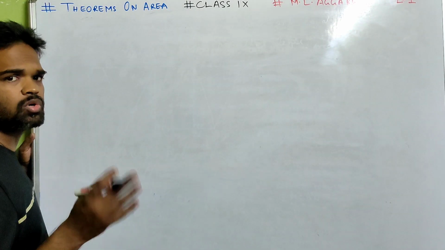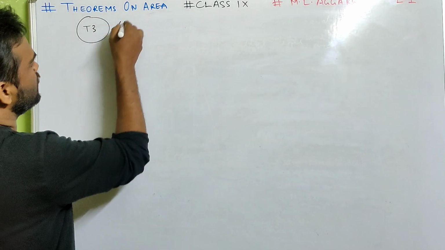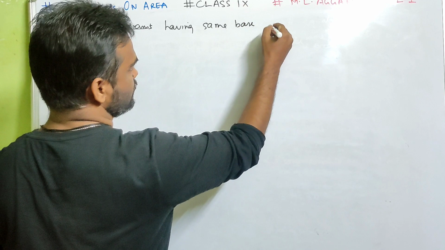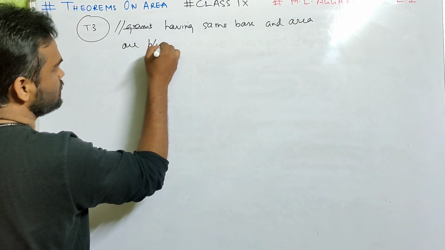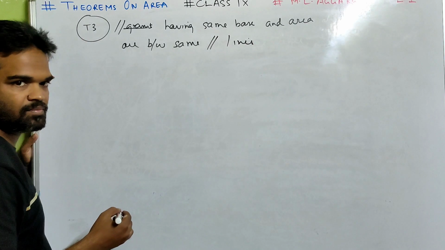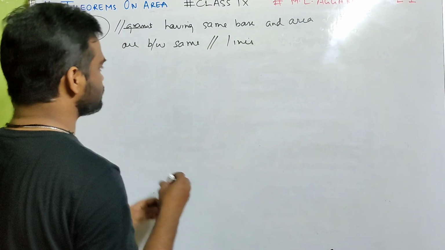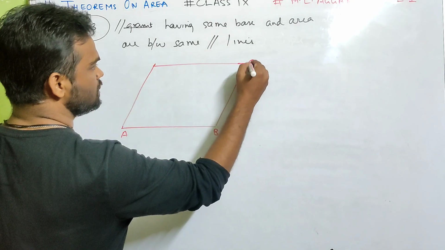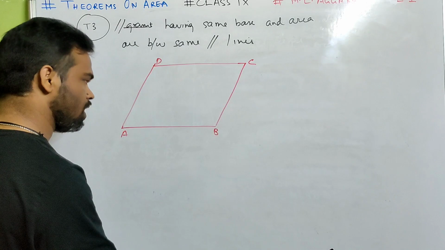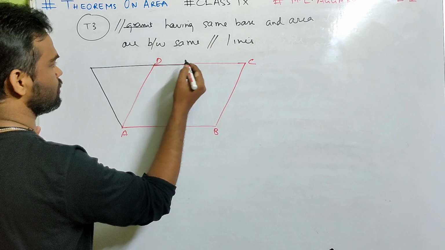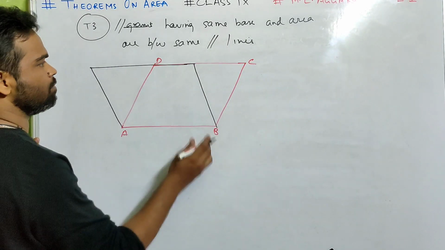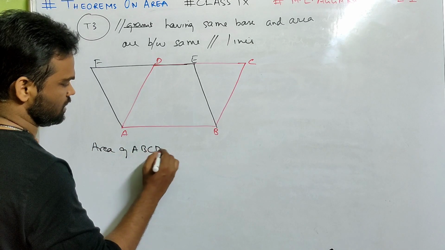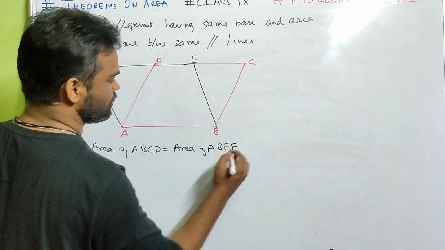So the converse of the theorem which we discussed is also true. In fact, we have the theorem that parallelograms having same base and area are between same parallel lines. What do I mean by this? Just look over here. Suppose I have a parallelogram ABCD. With the same base, I draw another parallelogram ABEF, and area of ABCD is equal to area of ABEF. This is given to us.